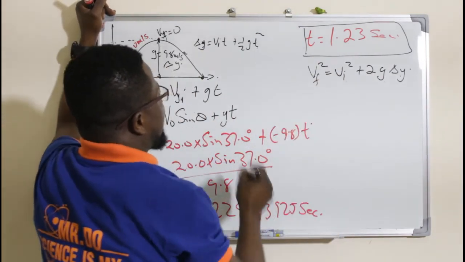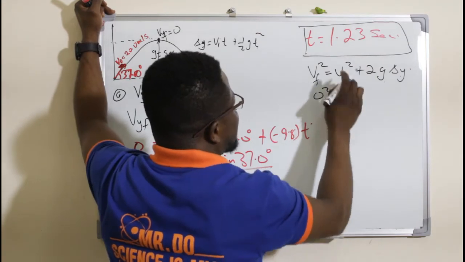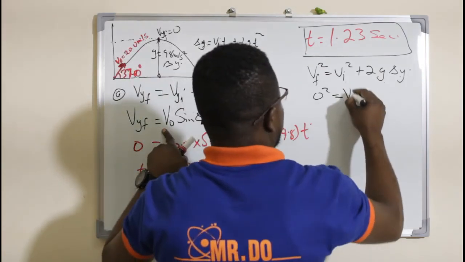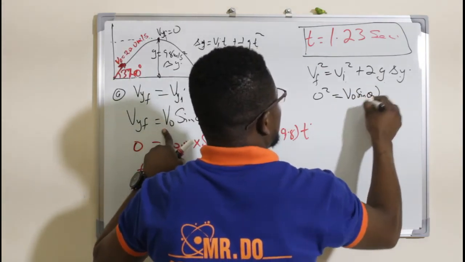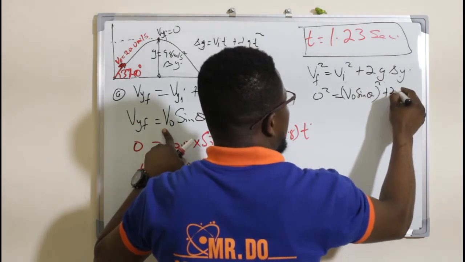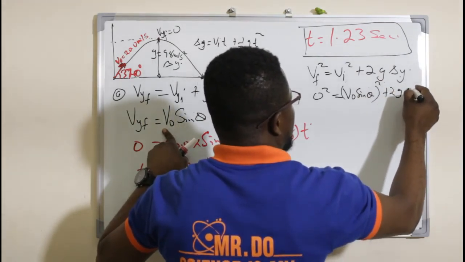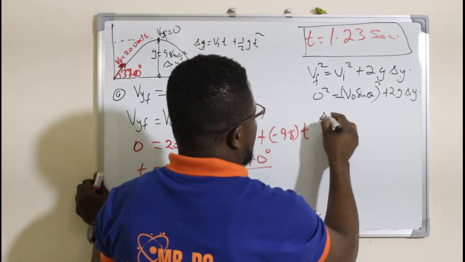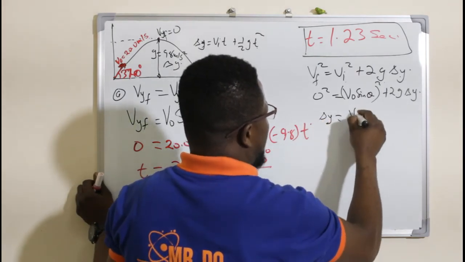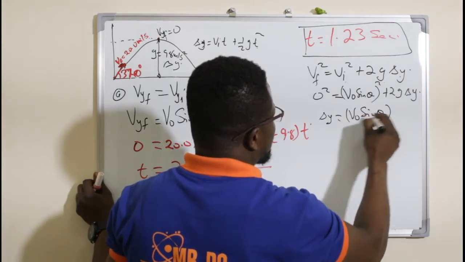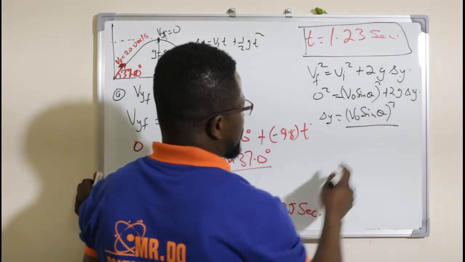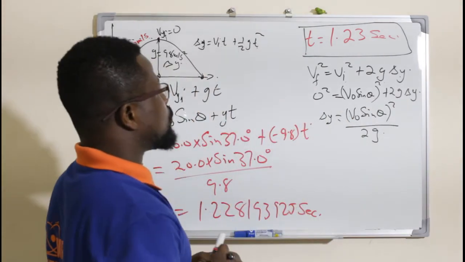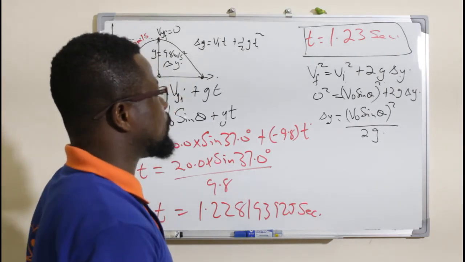Okay. So from here, I want to make use of this formula. What is my V final? Here it is 0, so I square that. The V initial is given to me still as this. So that is V naught sine theta squared plus 2G change in y. And I want this, so that is going to become change in y equals V naught sine theta all squared divided by 2G. And in this case, I have taken G to be positive, so that I will substitute the values.